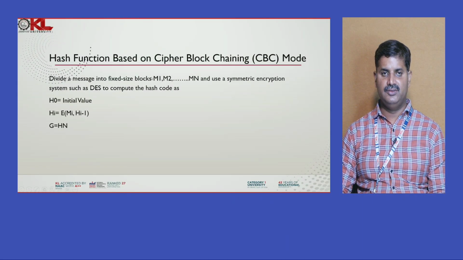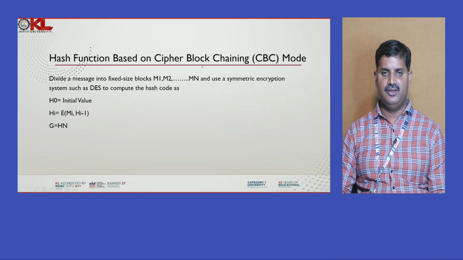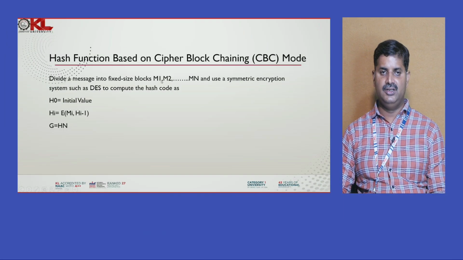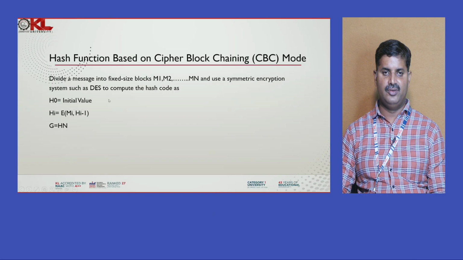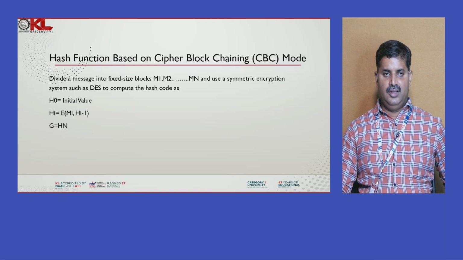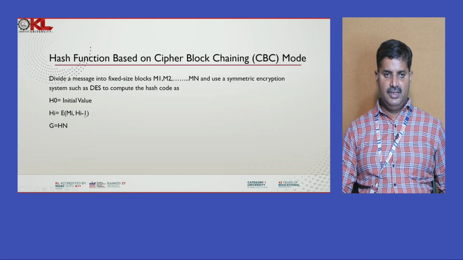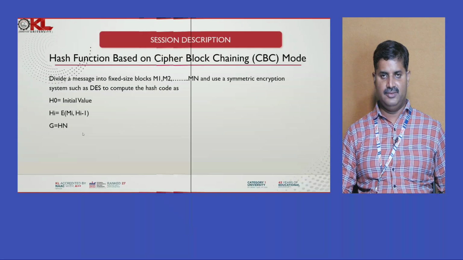This hash function is based on the CBC mode. CBC means cipher block chaining, where we divide the entire message into fixed size blocks. Here the message M1, M2 and so on up to Mn is encrypted using the DES algorithm to compute the hash code. H0 is the initial value, Hi is the encryption of Mi with H(i-1), and G is equal to Hn.